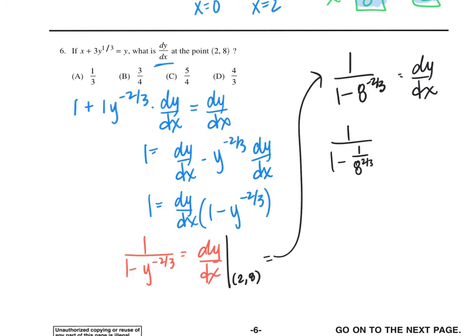When you bring something down, the exponent becomes positive. And again, you do not need to do 8 squared first. You could do the cube root of 8 if you want. The cube root of 8 is 2. 2 squared is 4. So I'm left with 1 over 1 minus 1/4. 1 minus 1/4 is 3/4. 1 divided by 3/4 is the same as 1 times 4/3. And 1 times 4/3 is 4/3.